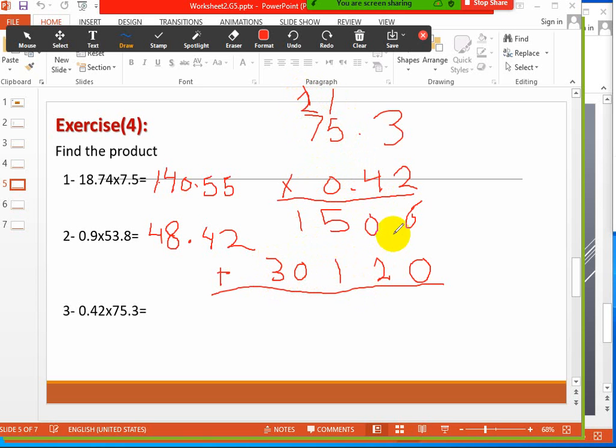Now I will add the numbers. 6 plus 0 equals 6. 0 plus 2 equals 2. 5 plus 1 equals 6. 1 plus 0 equals 1. And this is 3. What about the decimal point? I will count the number of digits after the decimal point. 1, 2, 3. I have 3 digits after the decimal point. That means I will move it 3 digits. So 1, 2, 3. It will be here between 6 and 1. So the number will be 31.626.